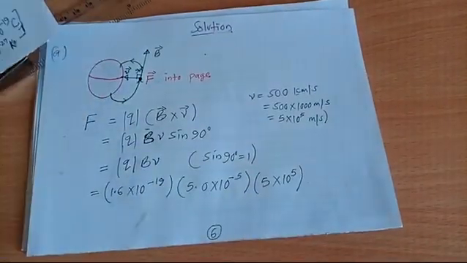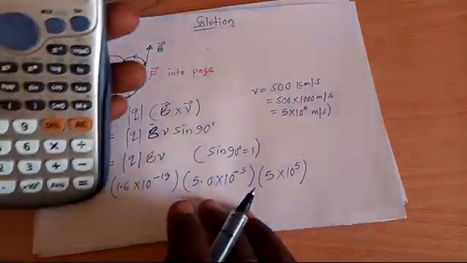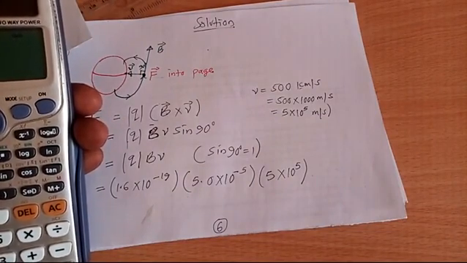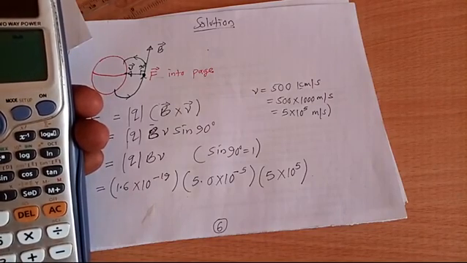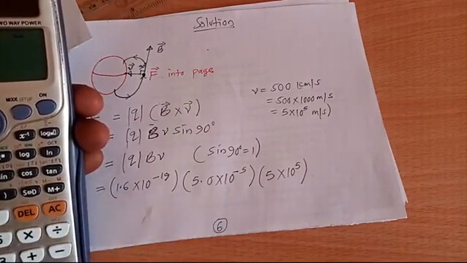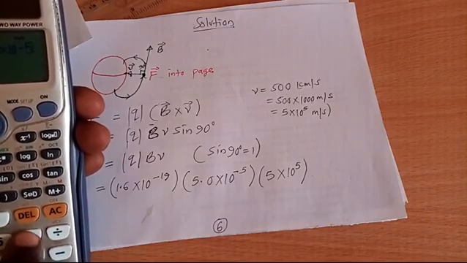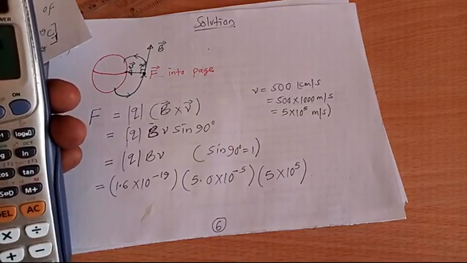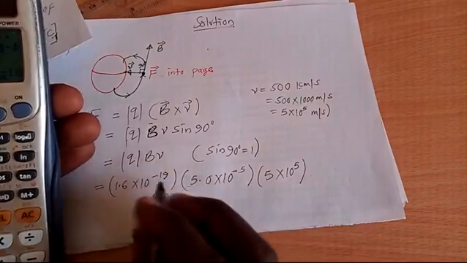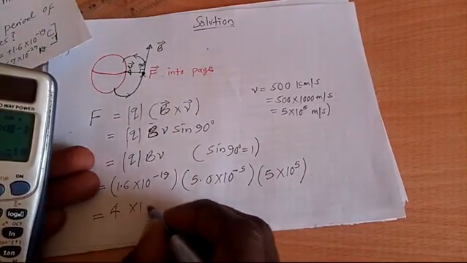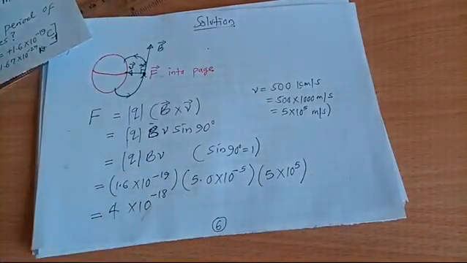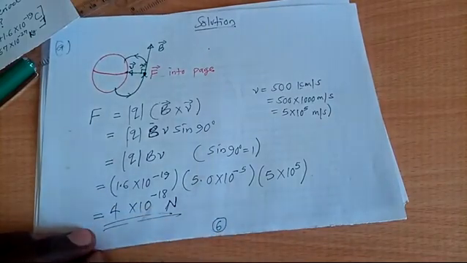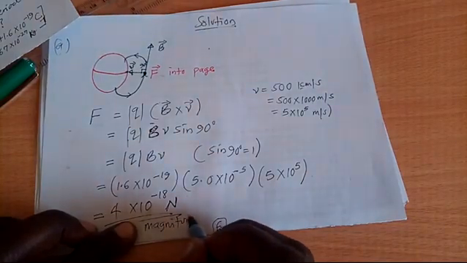The rest is a calculator business. So you bring your calculator and press all of these: 1.6 exponential negative 19 multiplied by 5.0 exponential negative 5 multiplied by 5 exponential 5. At the end you have 4 times 10 to the power of minus 18. And remember, you are calculating force. The SI unit of force is the Newton. So you got the force in Newton. This is the magnitude of the force and this is the direction.